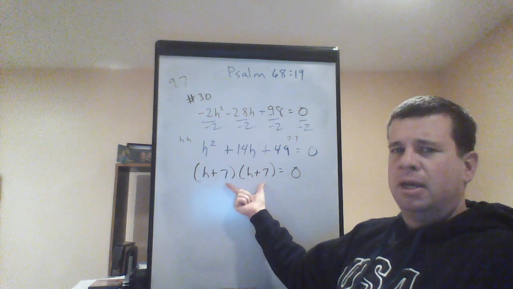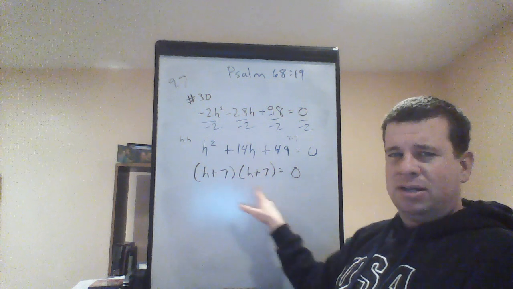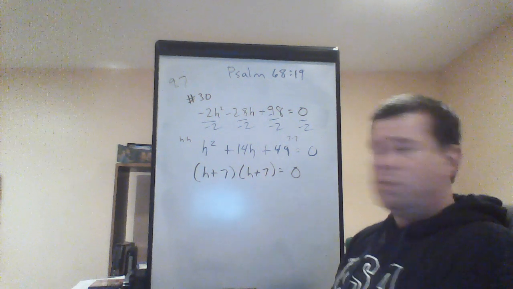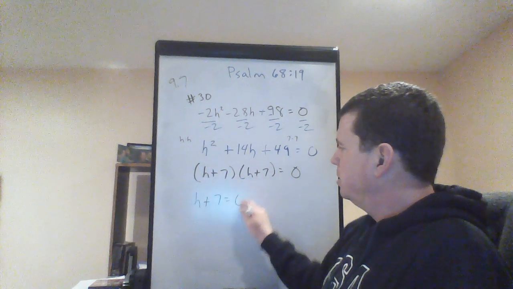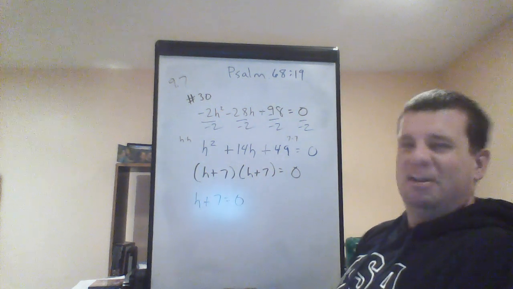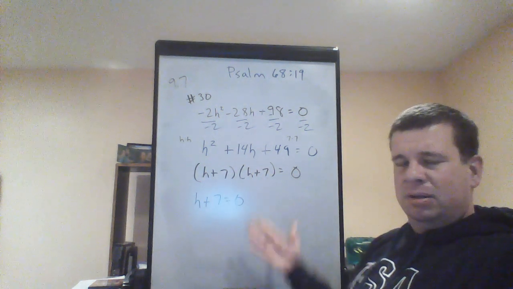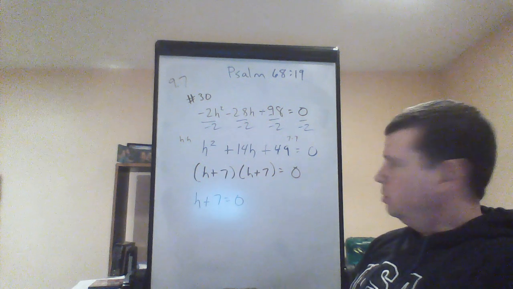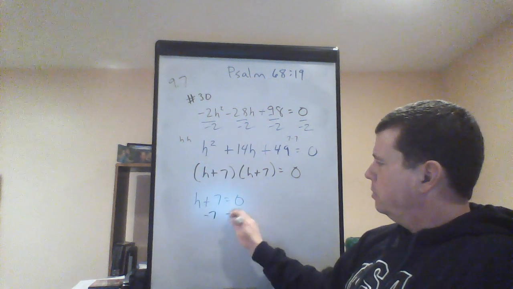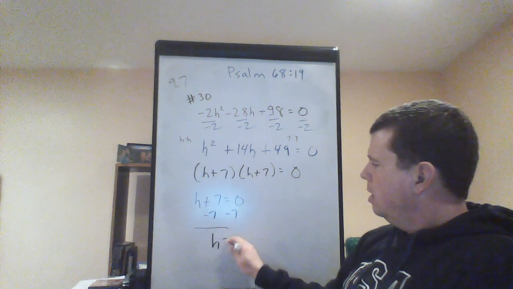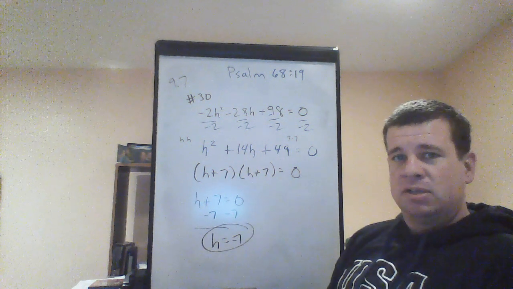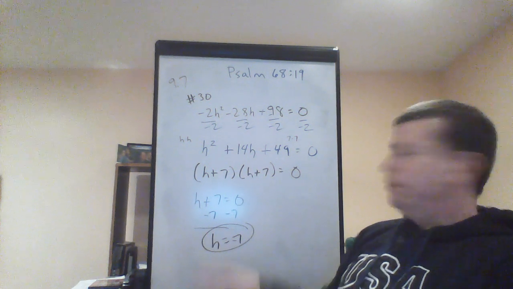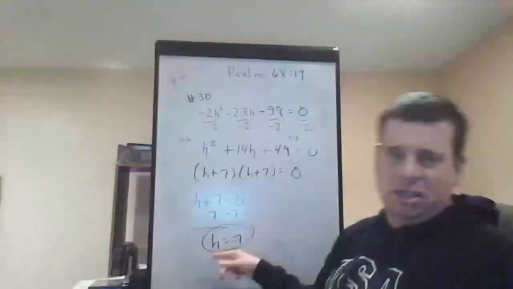I've got it written as a multiplication problem, and it's equal to 0. If I've got two things that are multiplied and they're equal to 0, then one of those two things has to be 0. So either h plus 7 equals 0, and if you want to, you could write it again, but there's no sense in solving the same equation twice. So I subtract 7, and I get a solution of h equals negative 7.